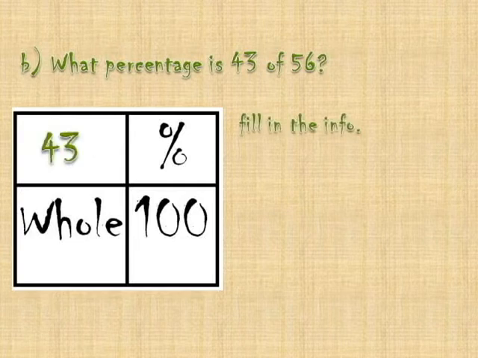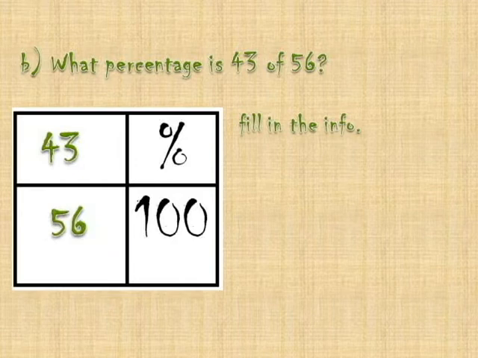The part is going to be 43, and it's a good guess that it's the part because it is smaller than 56, but also if we look at the way the problem is worded, we know that it is a part of a whole. What percentage is 43 of 56? That wording is a clue to us. 43 is a part of 56. 56 takes the place of the whole.